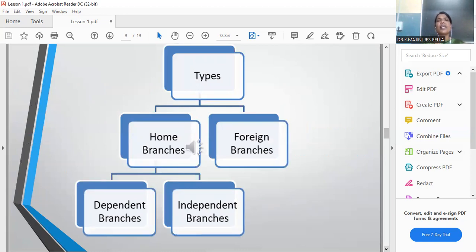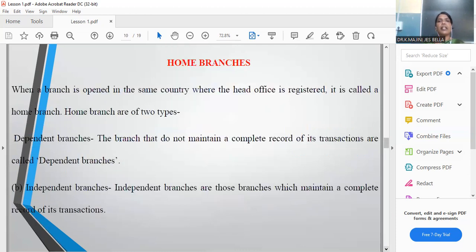Next we can see the different types of branch accounts. What types are there? Normally, branches are classified into two, home branches and foreign branches. The home branches are divided into two, dependent branches and independent branches. Next we can see the home branches. What do you mean by home branch?